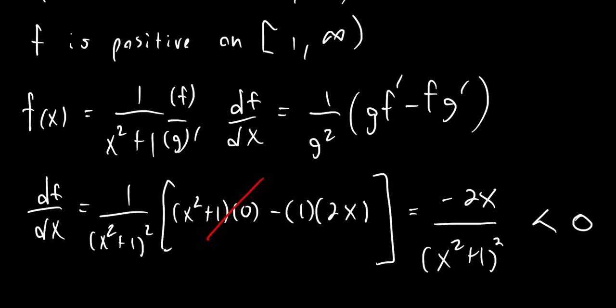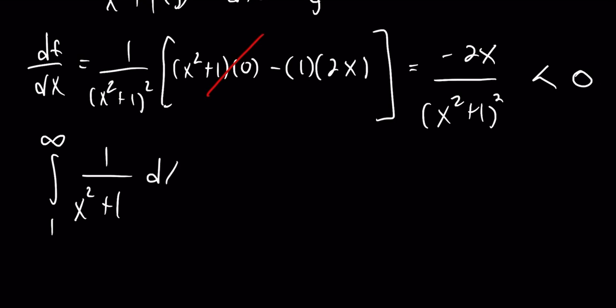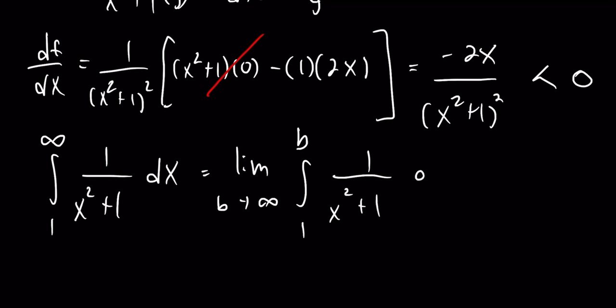So now we could perform the integral test. Our original sum went from 1 to infinity. So the integral from 1 to infinity of 1 over x squared plus 1 dx. Now we just have to evaluate this integral. So this is an improper integral, so we could take the limit as b approaches infinity of the integral from 1 to b of 1 over x squared plus 1 dx.